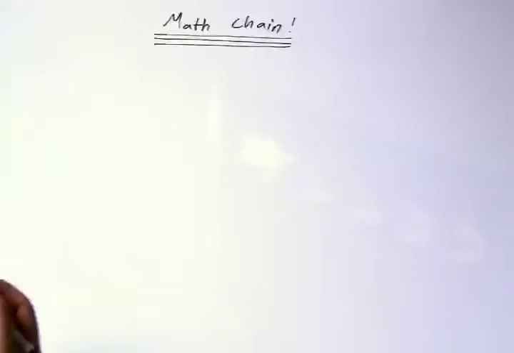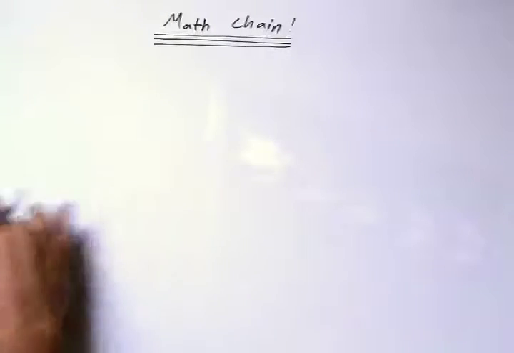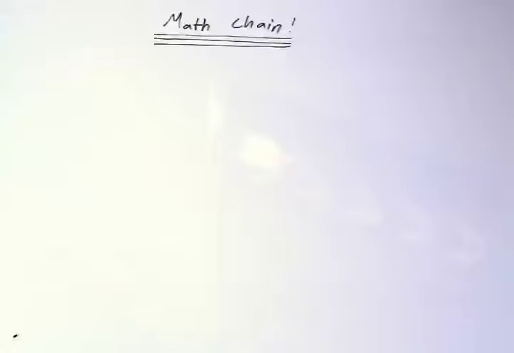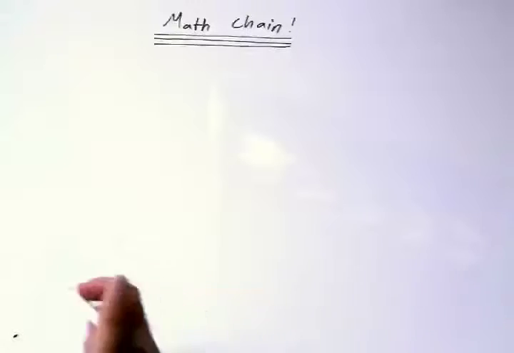It's called the math chain. All that it is, is the order of operations. And when you look at it, it tells you what to do with the powers every single time. So I'm going to start by just writing down the math chain.